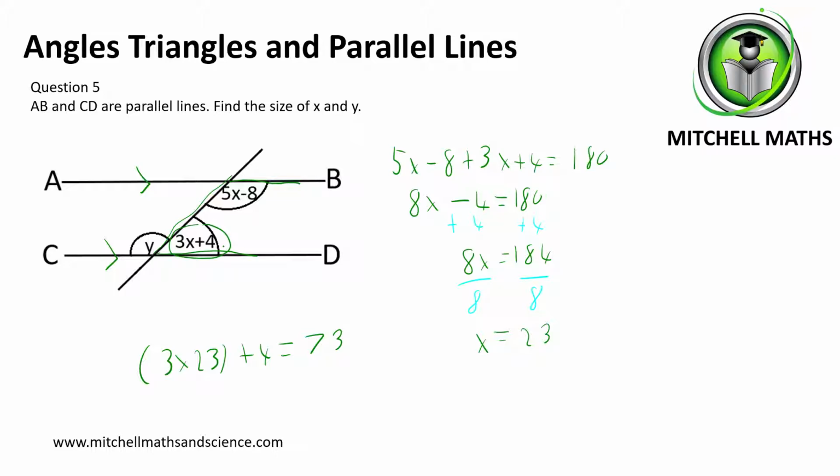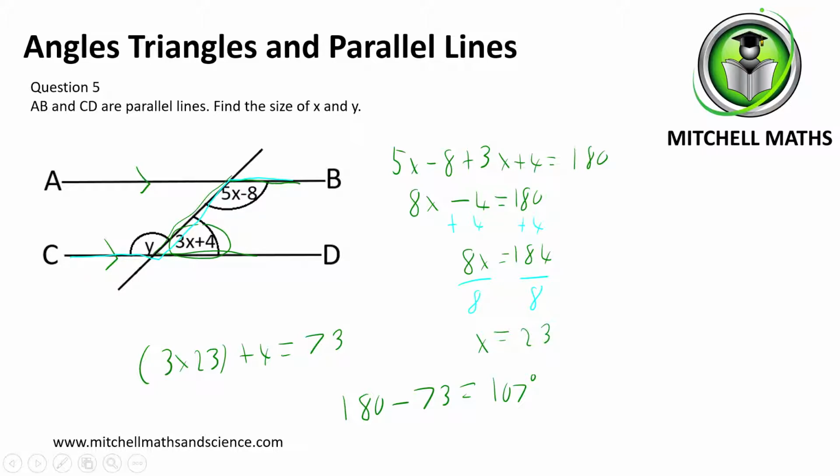And because this angle and y lie in a straight line, we'll do 180, because we know that angles on a straight line add up to 180. Take away 73, and that equals 107 degrees, which is y. You could have also had a look at this, because again we've got alternate angles, z angles. So y would have actually been the same as 5x minus 8, so we could have worked it out that way as well.